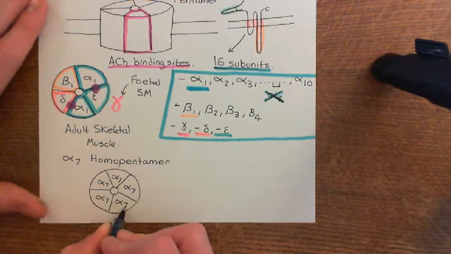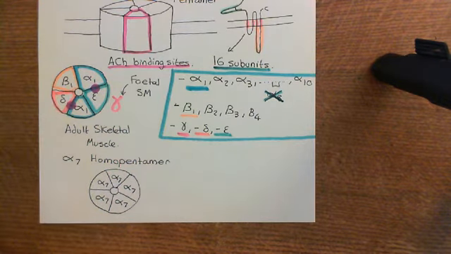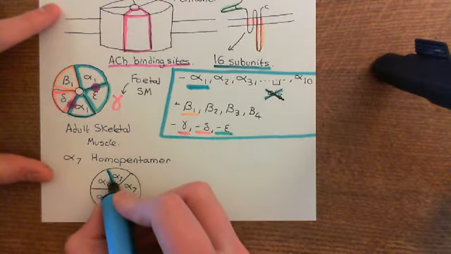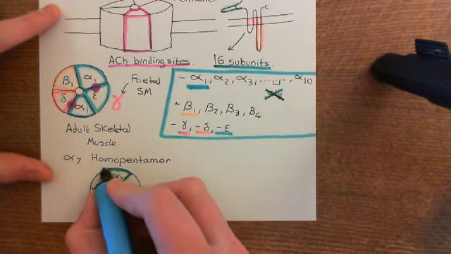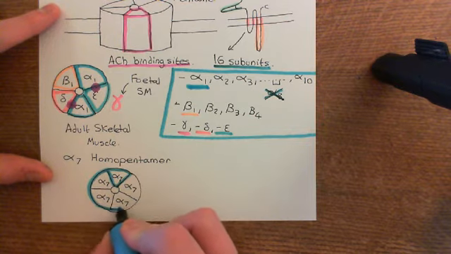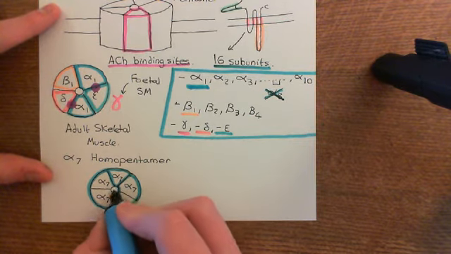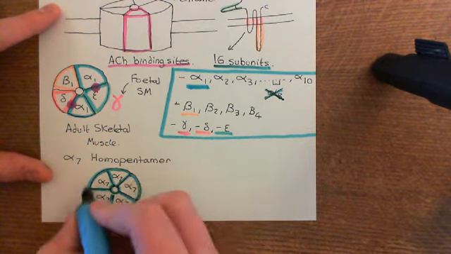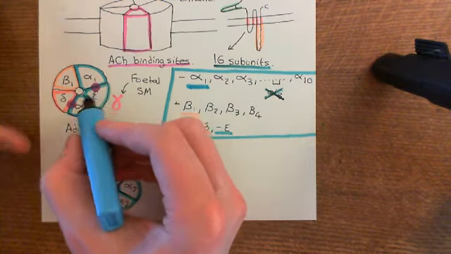Okay, right, and this is the form of nicotinic acetylcholine receptor that we think is very important in the ventral tegmental area. So I'll colour all of these alpha-7 subunits in blue here. Now this is very different from this skeletal muscle one.